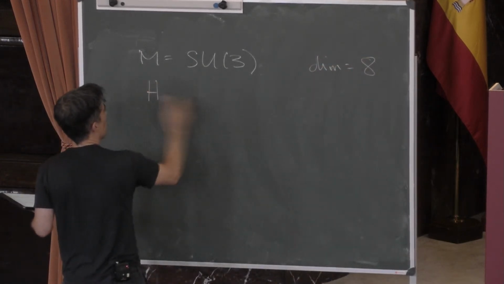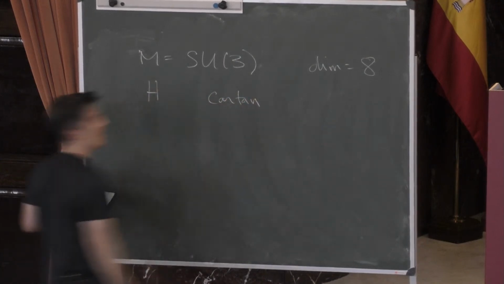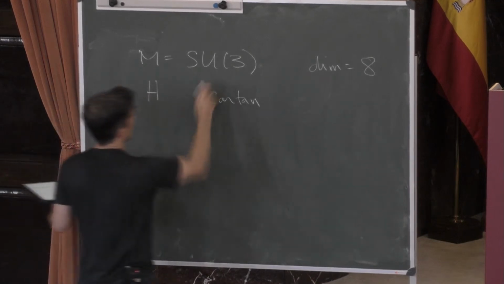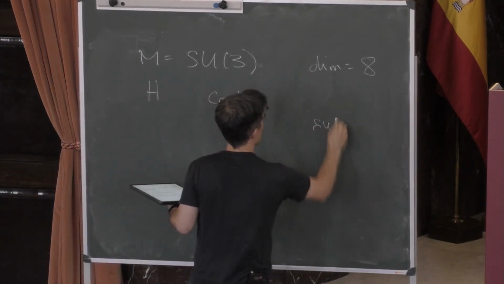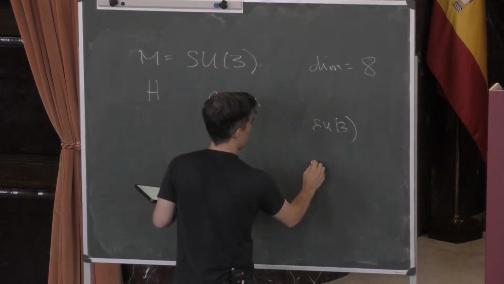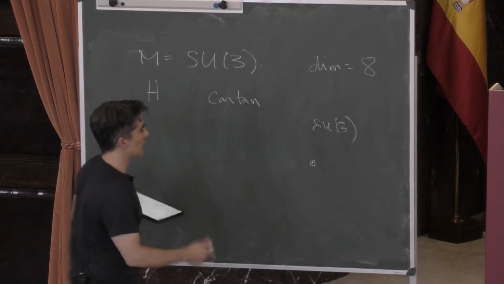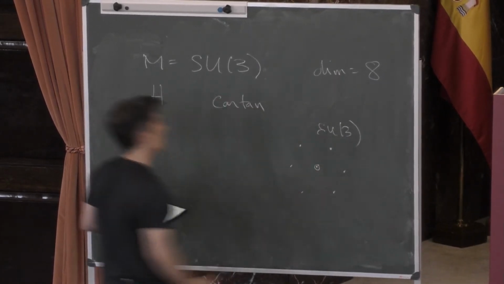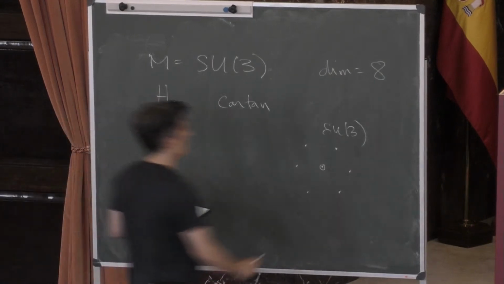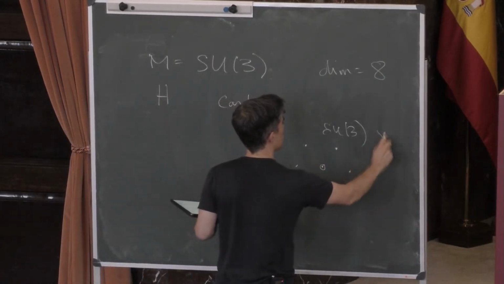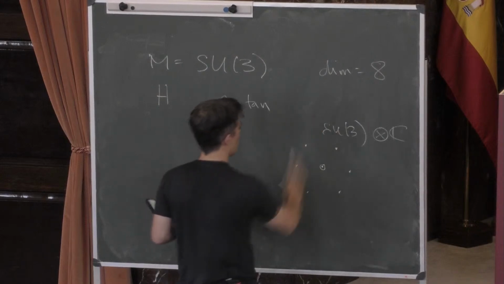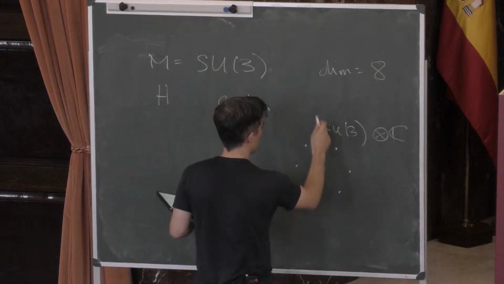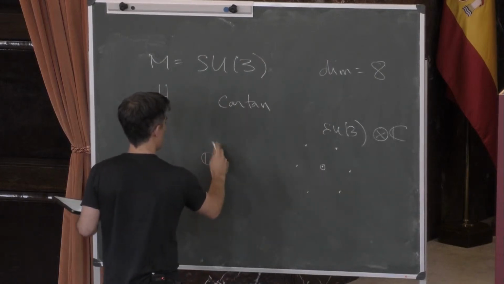It has a 3-form, which is the Cartan 3-form on the group. And what we can do is look at the Lie algebra. The SU3 Lie algebra has a 2-dimensional Cartan, and it has a root system that looks like this. This is the complexification of SU3. I'm drawing a picture of the Cartan with the roots in it.